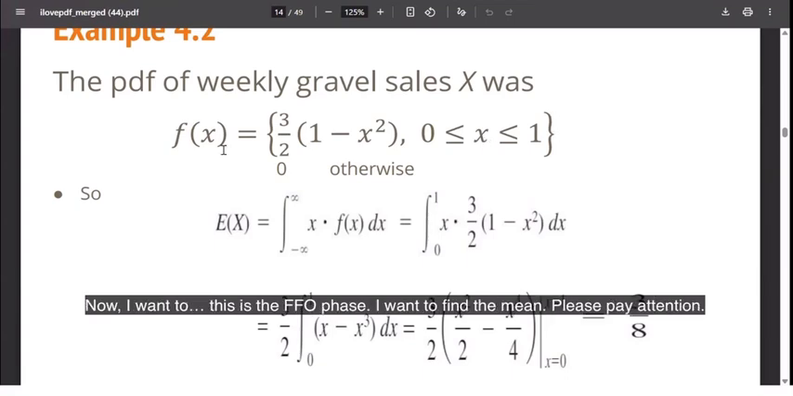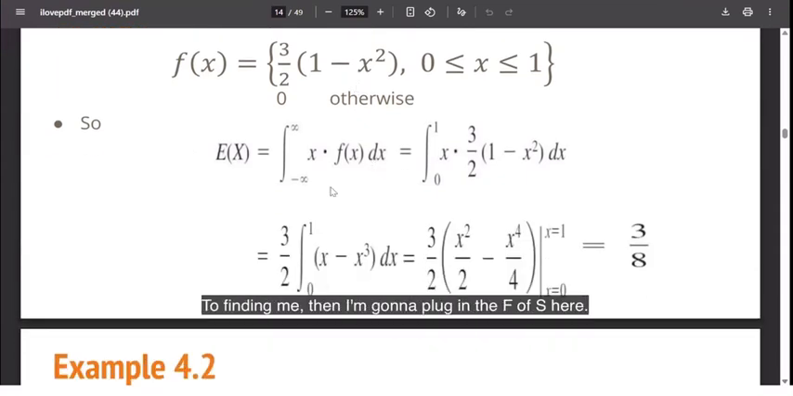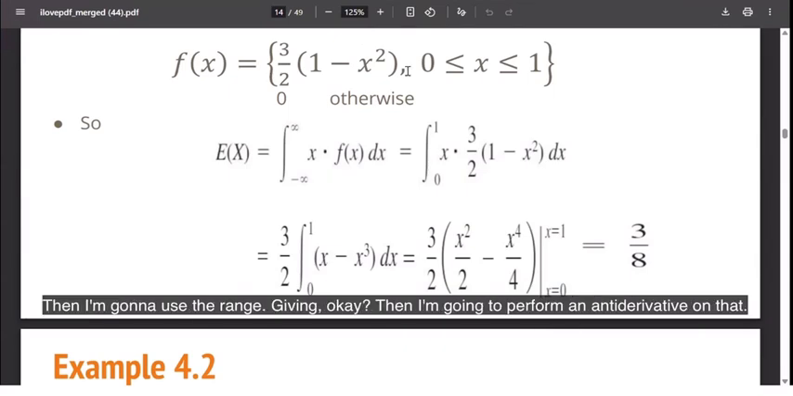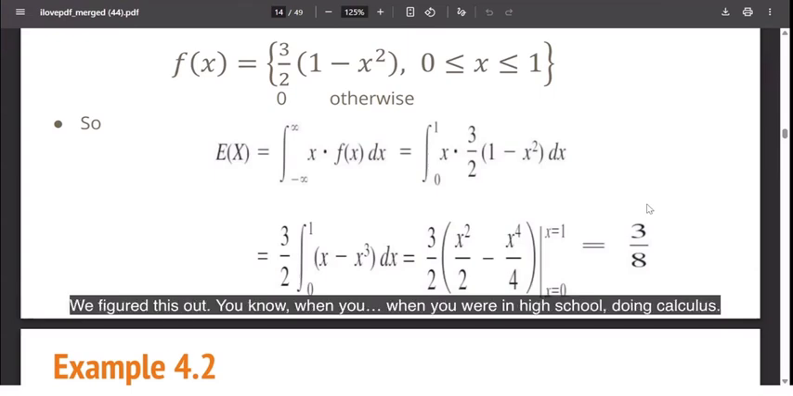Now this is the f of S. I want to find the mean. Please pay attention. If I want to find the mean, this is the formula. Then I plug in the f of S here, then use the range given, then perform an antiderivative on that. The answer is 3/8. You know what it means? On average, the weekly sales is 3/8. If I multiply that by 100, that will give the percentage of gravel sold a week. Any question on how we figure this out?